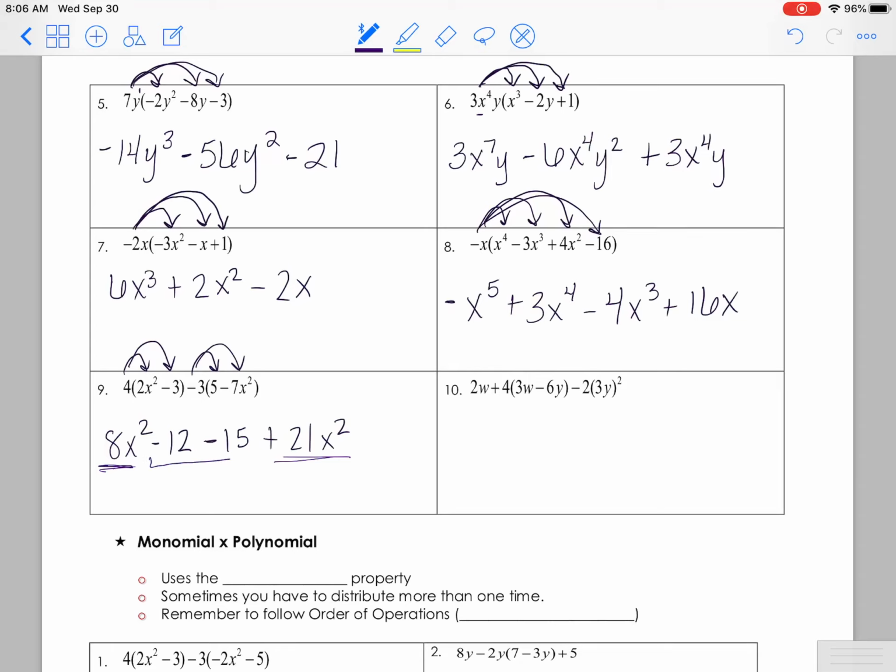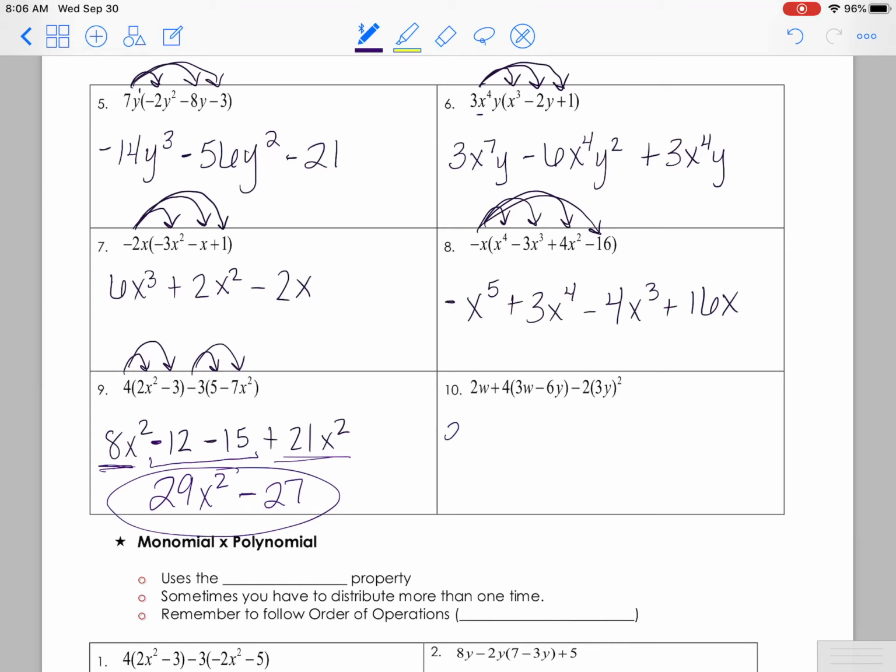But then I also have these here. So when I combine 8 plus 21, that's going to get me 29x squared. And negative 12 minus 15 gets me a negative 27. Again, take the signs in front. So then this would be my final answer.